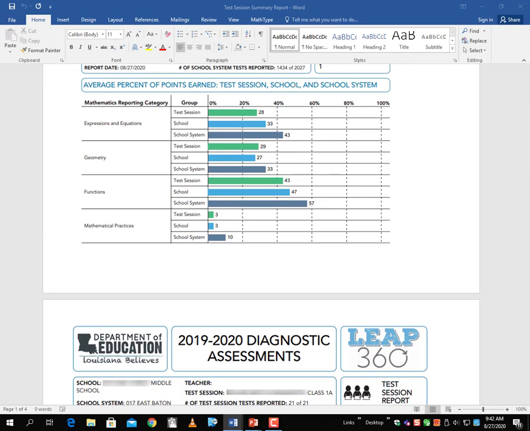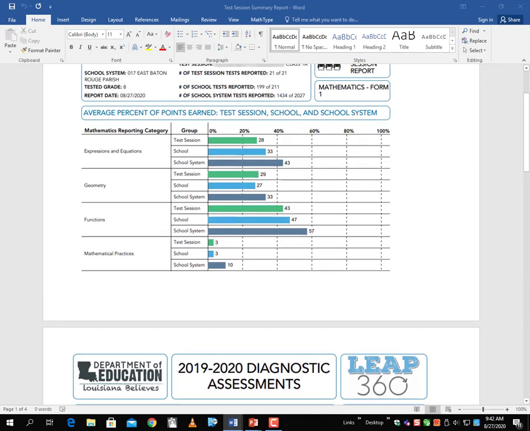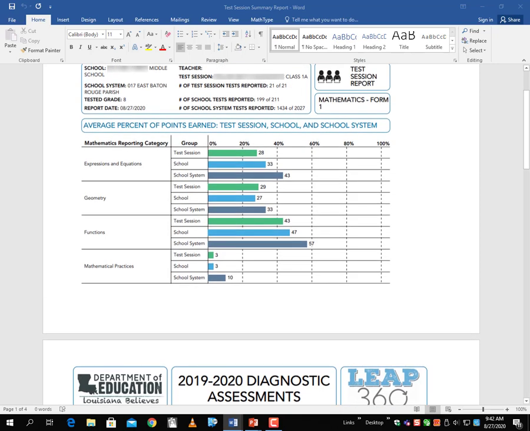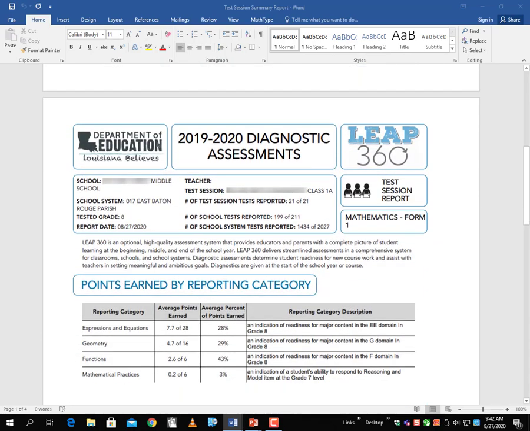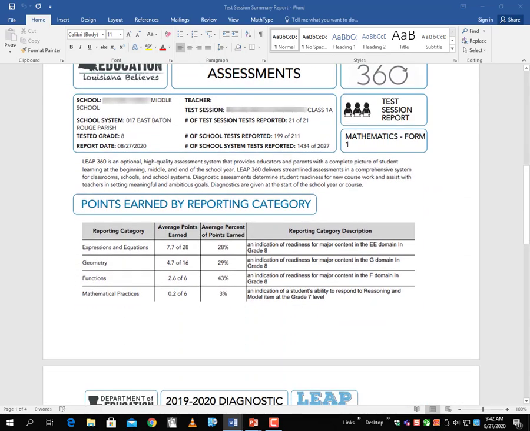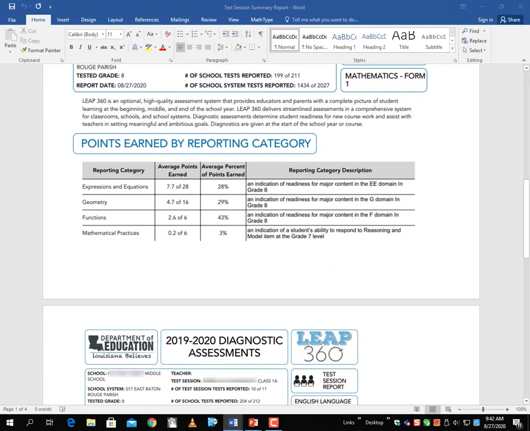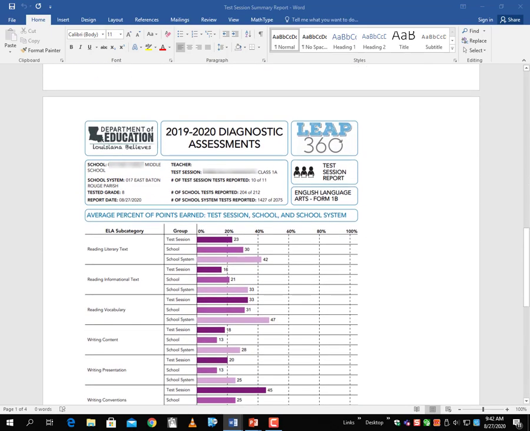All right, so the bar graphs include information about the test session, the school, and the school system for this test. Remember, we're looking at grade 8 math. The table here is just for that particular test session. Now, if we scroll down, let's take a look at an English one.